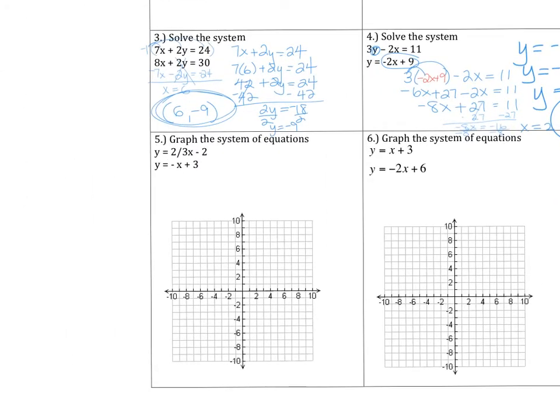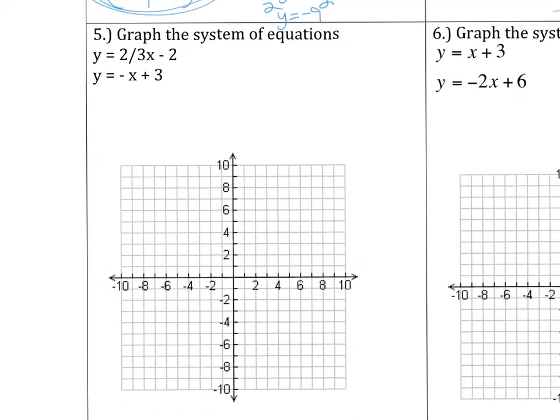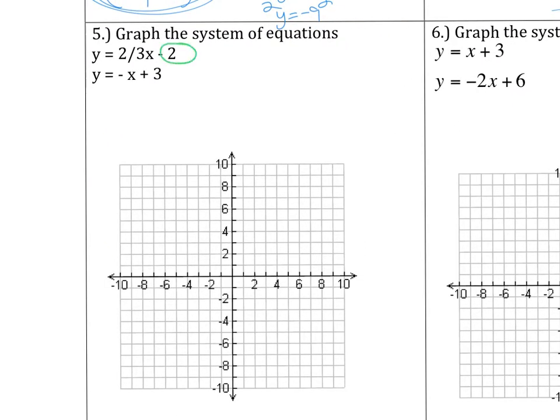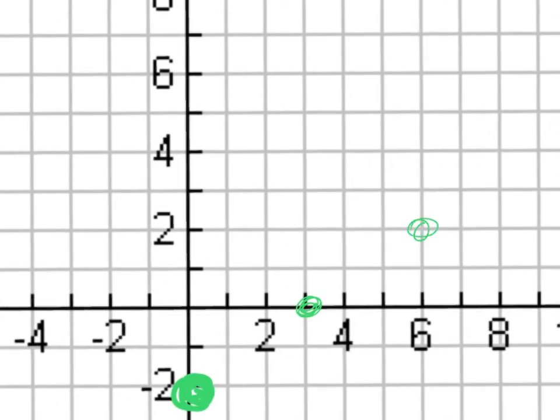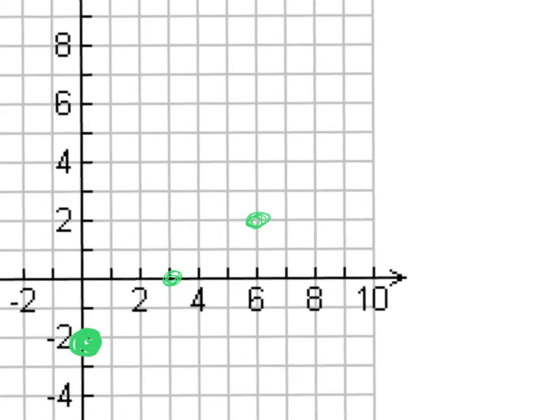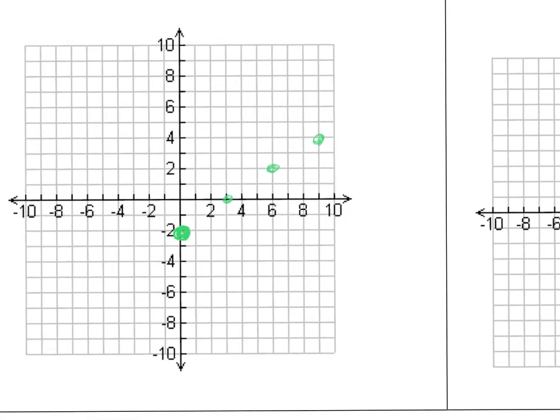Okay, the next one is graphing. So this is obviously completely different. We're going to start with b, which is -2. And 2/3 is my m, so I'm going to go up 2 over 3. Up 2, right 3. So from this -2, I'm going to go up 2, right 1, 2, 3. Up 2, right 1, 2, 3. Up 2, right 1, 2, 3. I did as many as I could because remember, I'm looking for where they cross. So I want it to be accurate.